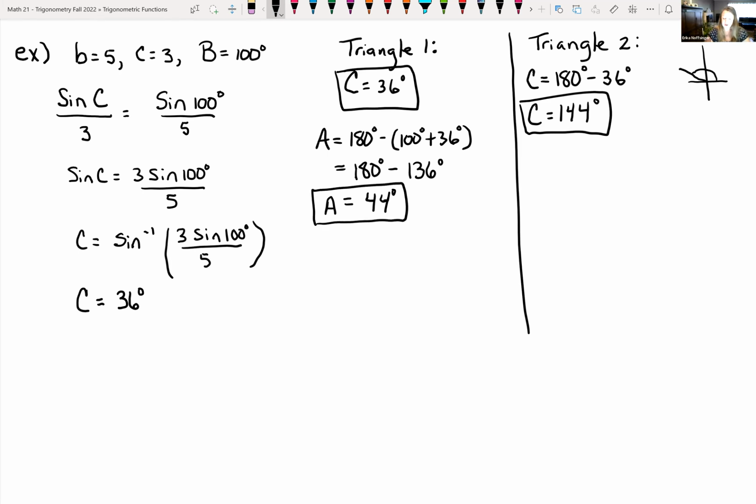So let's go to triangle 2. A would equal 180 degrees minus the 100 degrees plus the 144 degrees. So right here, I can see that there's an error. I'm going to get a negative answer for my angle.